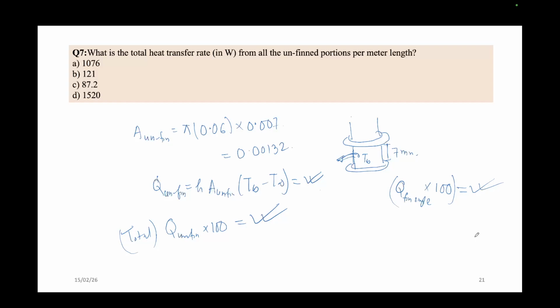So what would be that total heat transfer? Cumulative of base and fin. That means this scenario plus this scenario: Q unfin into 100 plus Q fin into 100. So that will be the total heat transfer. So that question can be asked, so you can easily find out.